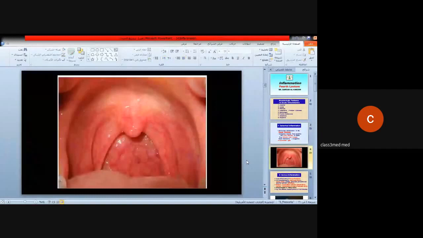This is the pharynx, acute pharyngitis. This patient has acute pharyngitis. There is congestion and swelling of the mucosa of the pharynx, with a prominent vascularity of the pharyngeal mucosa. And the mucosa is intact. There is no necrosis and no damage. You see this mucosa is intact. It is a mild inflammation of the mucous membrane.